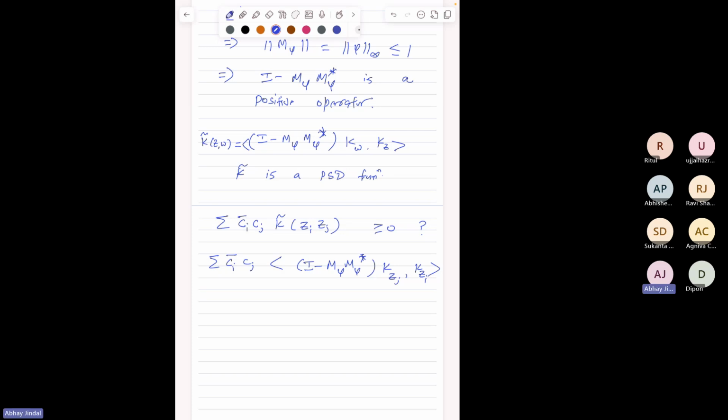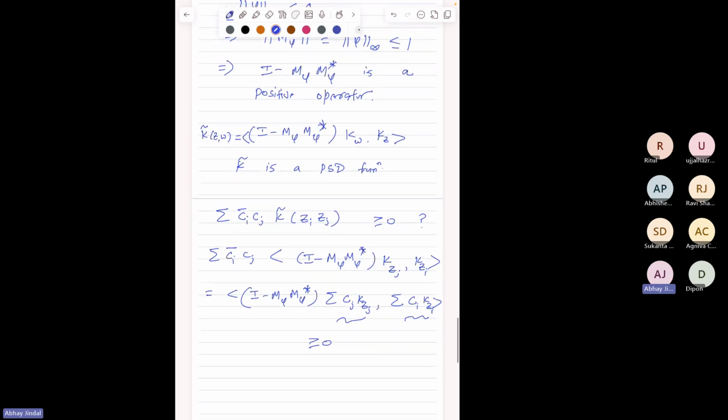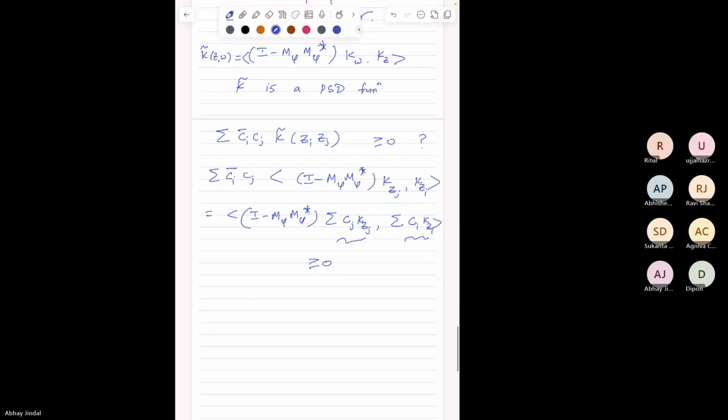Now what is this? This is the inner product of I minus m phi m phi star applied to summation c j k z j, with summation c i k z i. Note that these are the same function, summation c j k z j, after summing it all. And I minus m phi m phi star is a positive operator, so this is positive. So we have proved that k tilde is a positive semi-definite function.